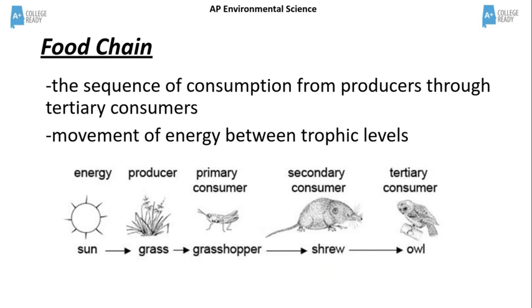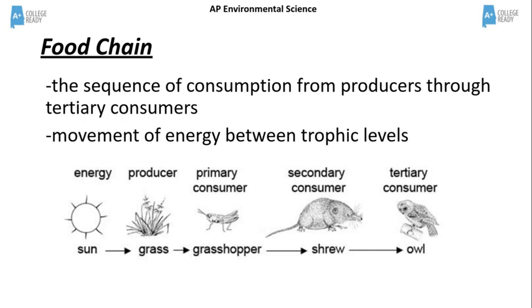Food chains are diagrams showing the sequence of consumption from producers through various levels of consumers. Food chains represent the movement of energy between trophic levels. The arrows in the food chain represent the direction of energy flow. Let's look more closely at the diagram.